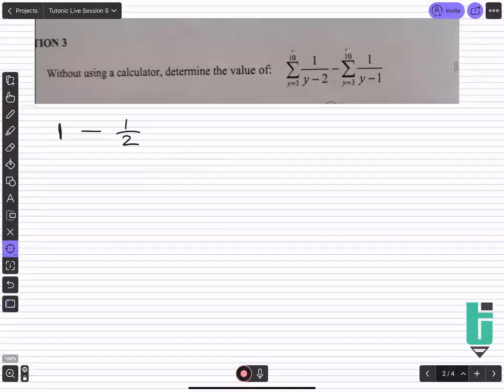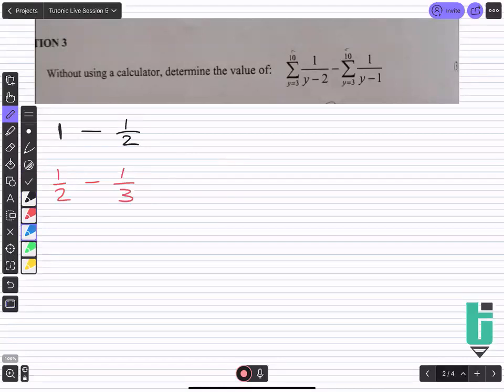So that's the first term, right? Then what's the next number we sub in? 4, right? When we sub in 4 into here, we get a half minus a third. Right. And then what's the next number we sub in? 5. And that gives us 1 over 3 minus 1 over 4. Can you predict the next one? It's 1 over 4 minus 1 over 5.